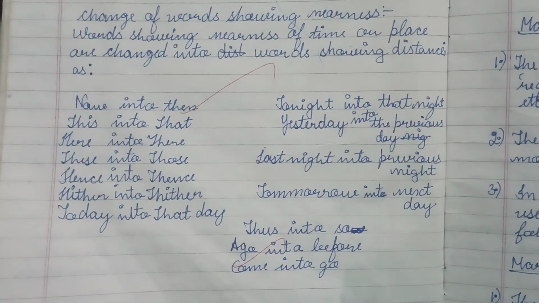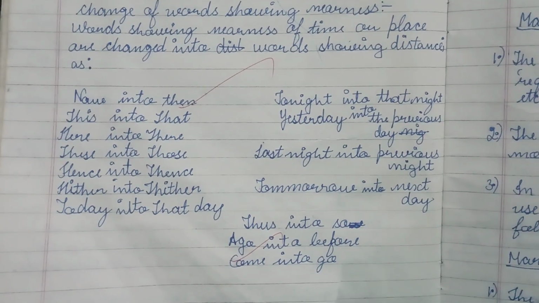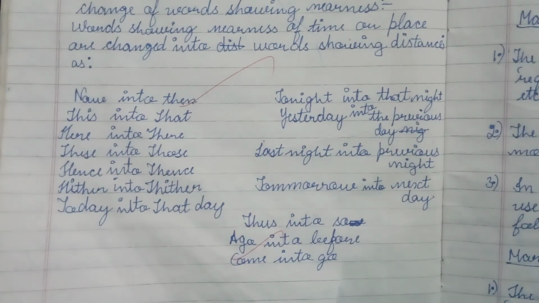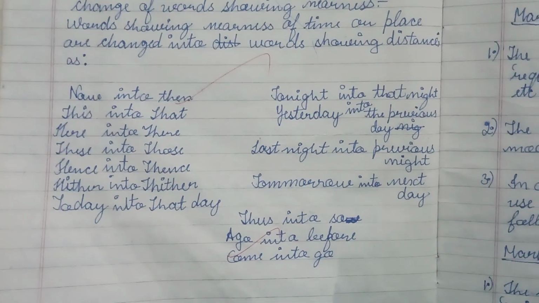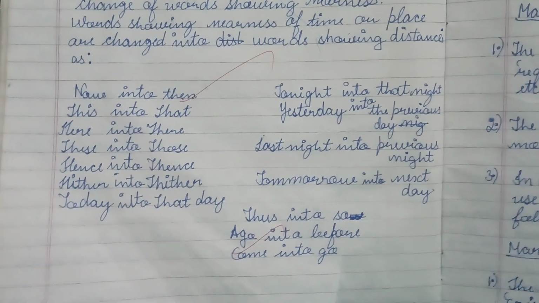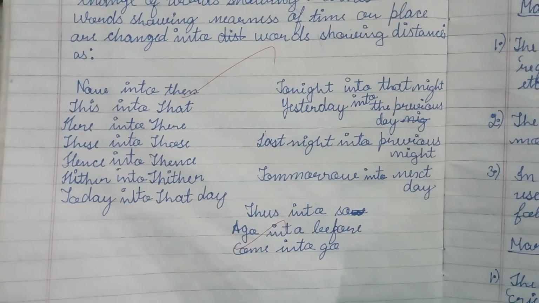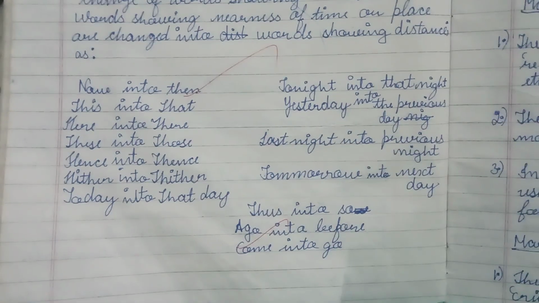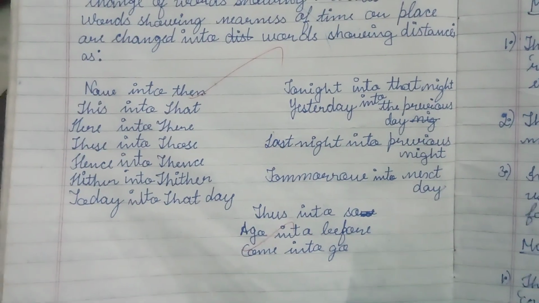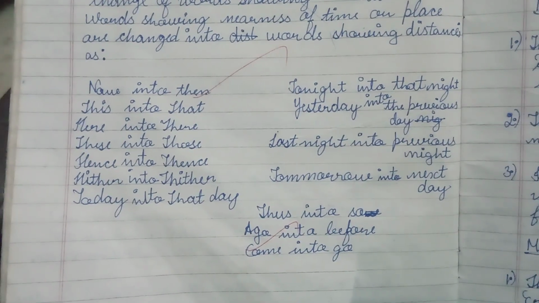Then there is another rule talking about the words showing nearness, which means that there are some words that we use in the direct speech and those words show the nearness of time or place. They are changed into words showing distance of both time and place. So, whatever is near in terms of time or in terms of place in the direct speech will be shown as being far in the indirect speech.